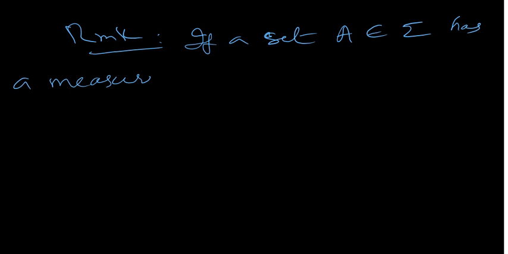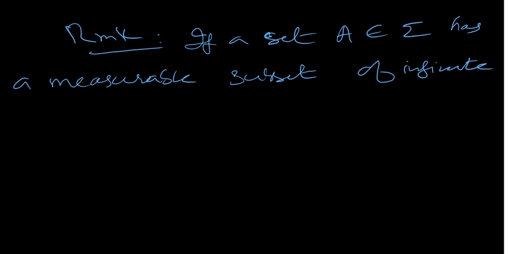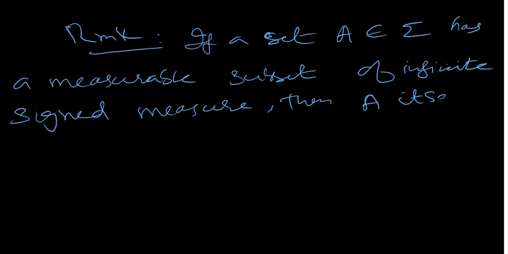You can see this is the remark. If a set A belonging to the sigma algebra has a measurable subset of infinite signed measure, either plus infinity or minus infinity, then A itself has infinite signed measure.